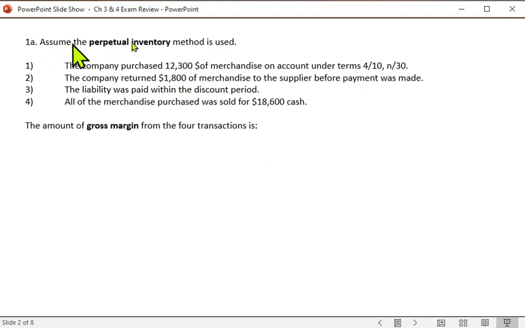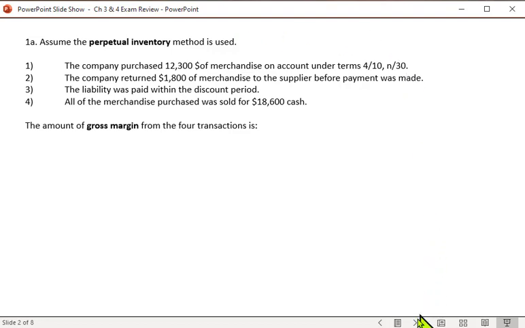So assume this is a perpetual inventory method that we're using. That is, a perpetual inventory method gives you a constant, quick idea of what your inventory is immediately. As soon as you sell something, you know it comes out of inventory, and it also is recorded in sales.